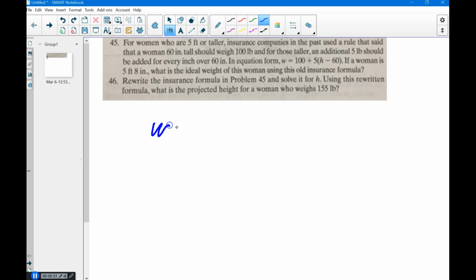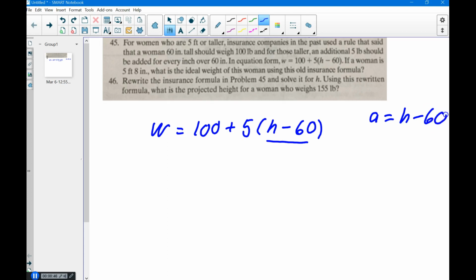So if I have W equal to 100 plus 5 multiplied by H minus 60, this behaves as one thing, okay? So let's make it one thing. So let's just say that A is equal to H minus 60, okay? Then that turns our equation into something that looks a little more simple. Now we have W equal to 100 plus 5 times A.